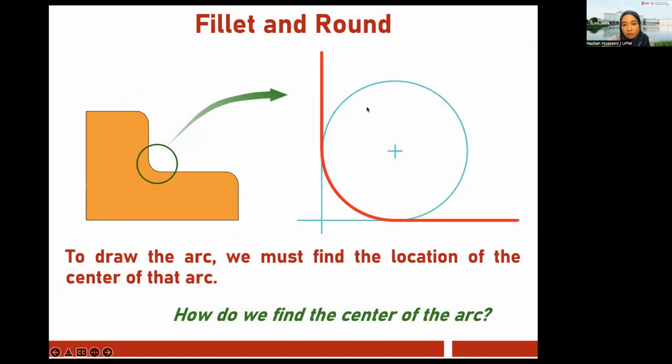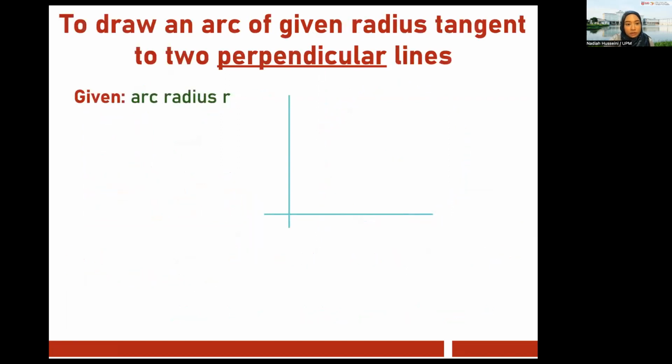So here this is your circle ataupun arc. To draw an arc, we must find the location of the center of the arc. Again, AutoCAD makes our life easy. Manual kena tahu center of circle. How do we find the center of the arc? So this is the way to do it. So given arc of radius r. So we know we want an arc of radius r. So kita measure daripada center. Okay, measure.